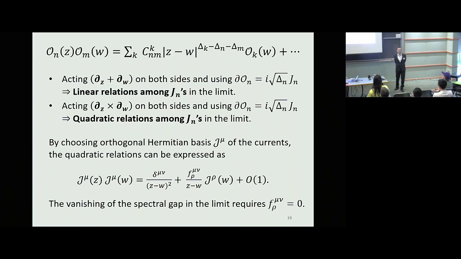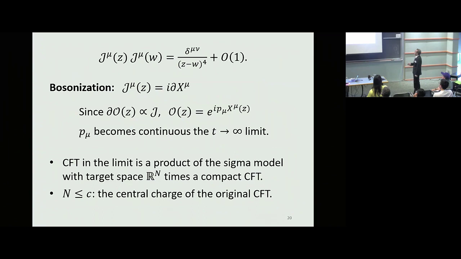But if it is actually a structure constant of a compact semisimple Lie algebra, it contradicts the assumption that the spectrum goes to zero, because their charges are quantized. So therefore, the vanishing of a spectral gap in the limit requires that F vanishes in the limit. So therefore, we can show that in the limit, you have this algebra of free operators. In fact, you can bosonize them. And since the derivative of O is like the exponential of J, you can show that O is the vertex operator. And you can show that P mu becomes continuous in the limit of T goes to infinity.